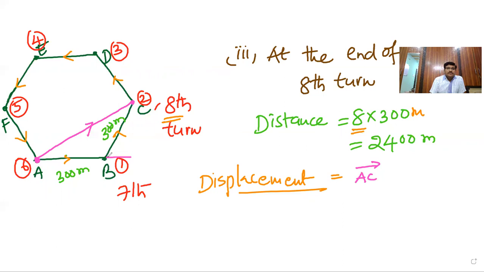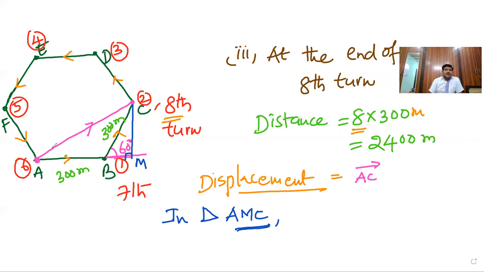Clear? Now observe. This is 60 degrees, isn't it? Now, if I draw, I require AC. So simply, if I draw a perpendicular from C to the ground, AB extended, this becomes a right angle triangle. Let me give it a name, M. So AMC is a right angle triangle.